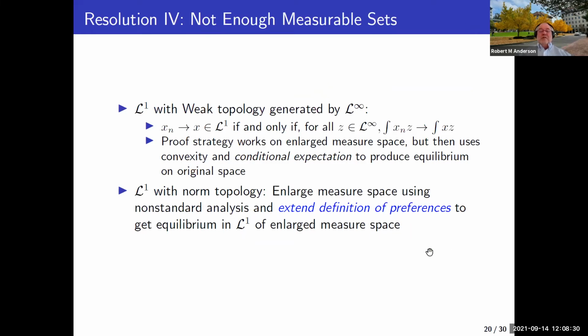The final resolution is the not enough measurable sets. And we do this in the paper in two ways. The first is that we, looking at time here, maybe I don't want to say too much about this one. In one sense, this is mathematically the most interesting and original part of the paper, and also probably the hardest to explain. So given the time is running a bit short, I think I'll pass on that. But this is where some of the most interesting mathematics occurs.